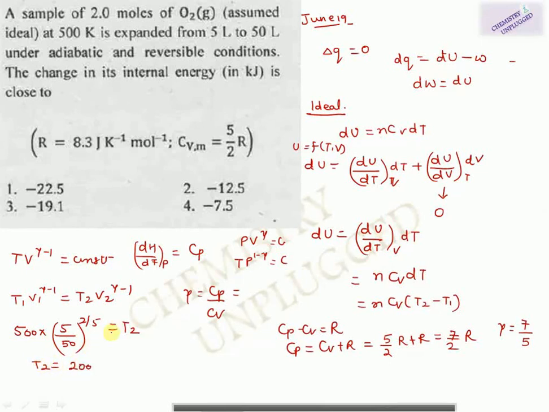Now we will use this value of T2 in our equation, this one. So the value of n is 2, Cv is 5 by 2 R, and T2 minus T1 is 200 minus 500. Then when you solve this, you will get minus 12.5 kilojoule. So this will be your internal energy change. That is answer number 2.